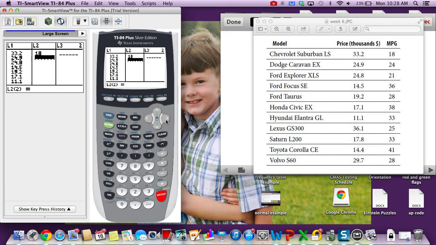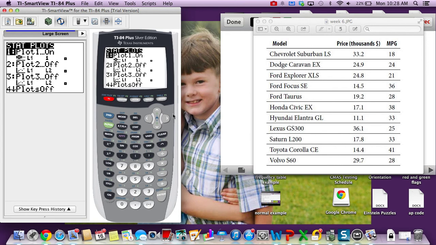You do want to make sure that the data lines up because these are points. They are tied together. Every once in a while I'm doing a little check here. 38, 33, 25, 33, 41, 28. Okay, all right, so now that the data is in, I want to go to second stat plot.